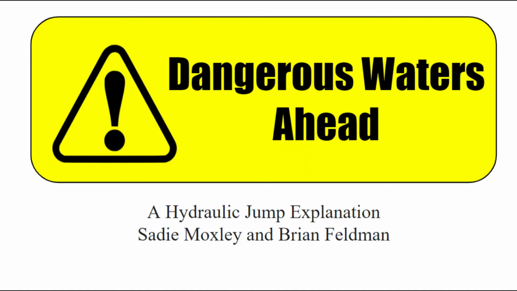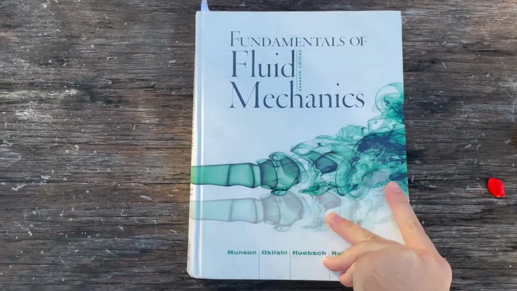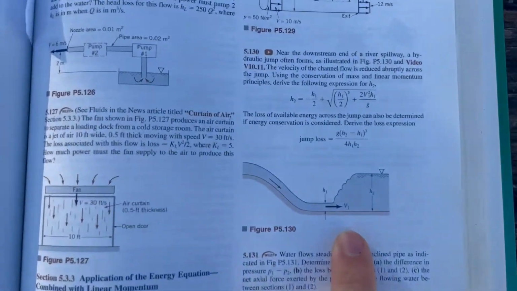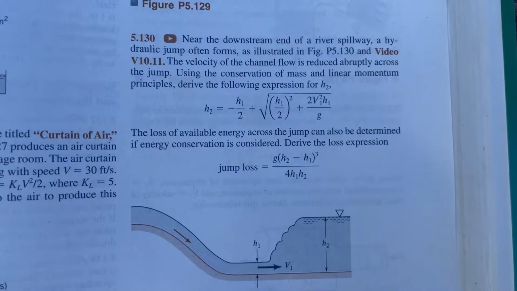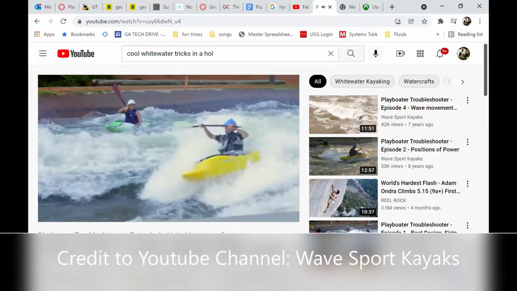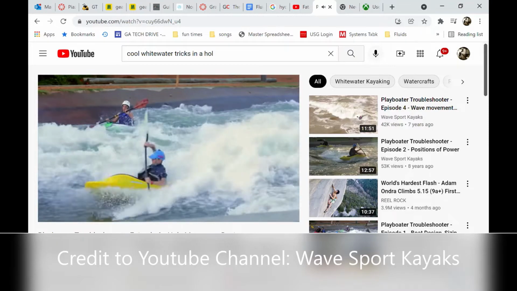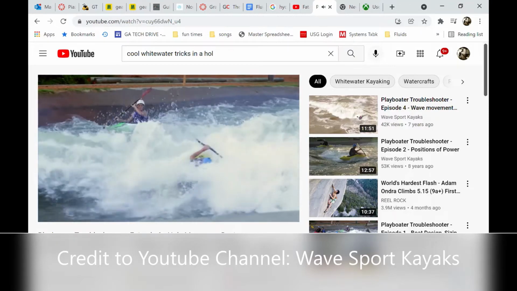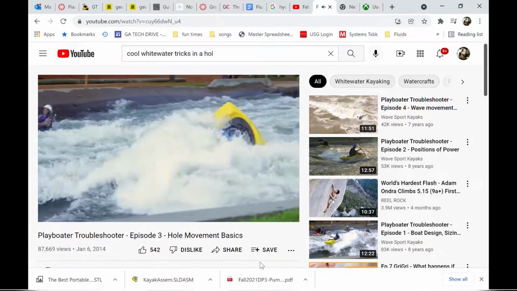This video will discuss a fluid phenomenon called a hydraulic jump. A hydraulic jump can be seen in homework problem 5.123 and can be found in real life in rivers and free flow channels throughout the world. These jumps can be fun and entertaining for experienced whitewater rafters. However, they can be incredibly dangerous for beginner rafters and kayakers.